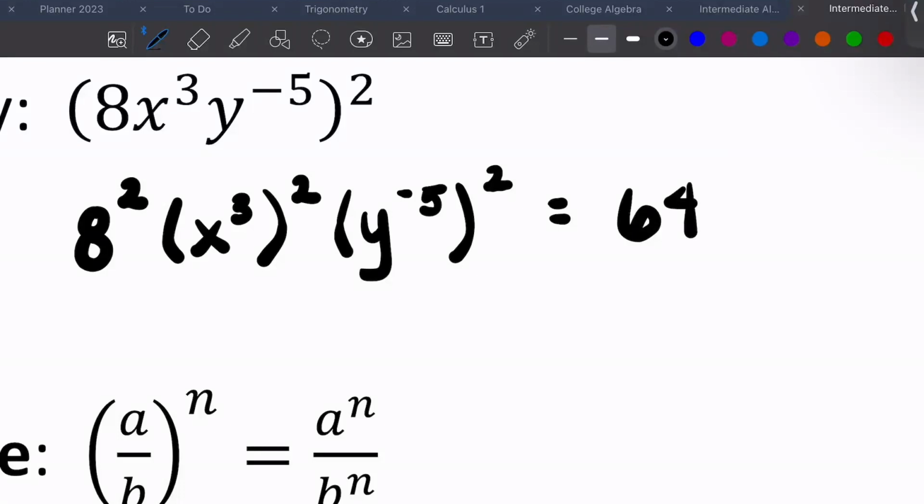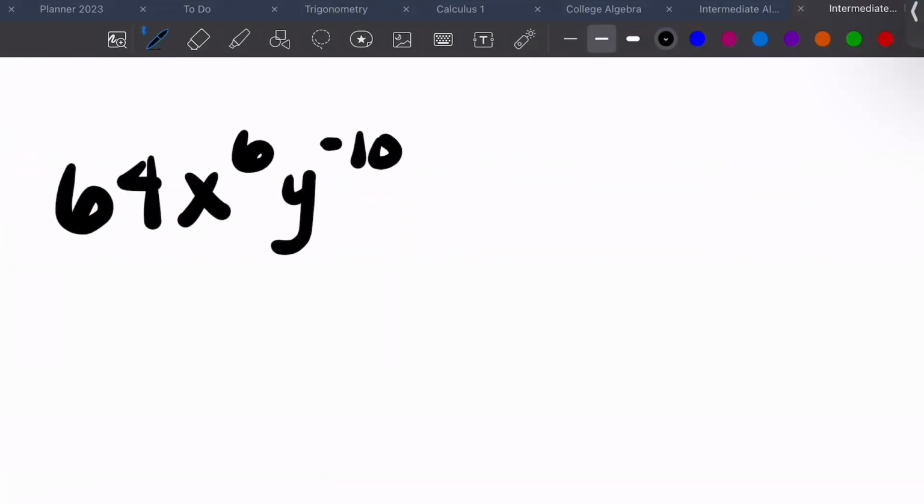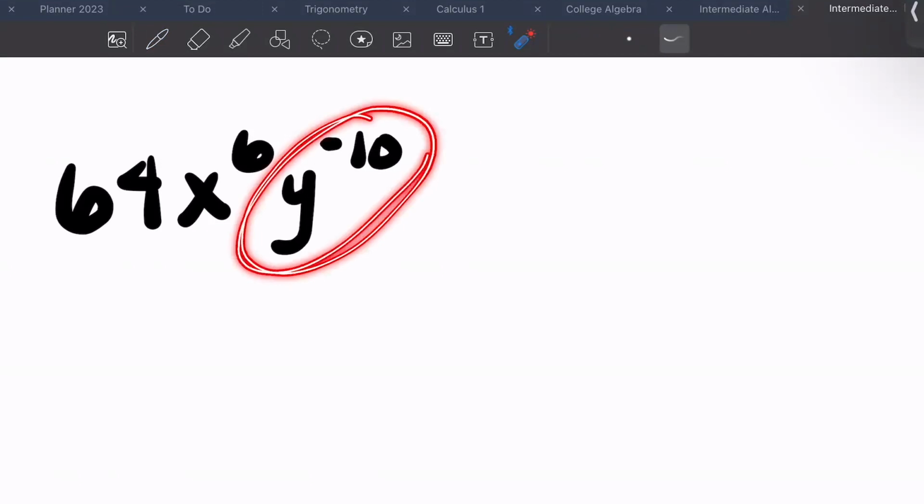And then 3 times 2 gives us 6. And then negative 5 times 2 gives us negative 10. Okay, so here we are right now. And if I just gave you this, you would say, uh-oh, this is a no-no. This needs to move to the bottom. Everything else is fine.